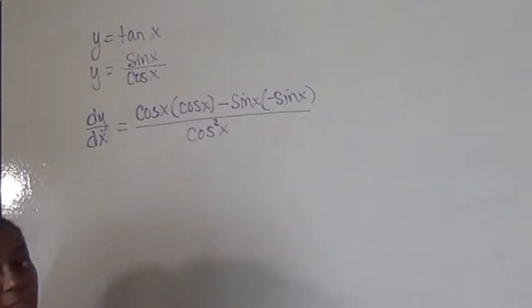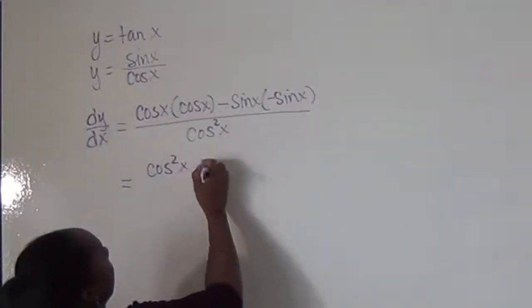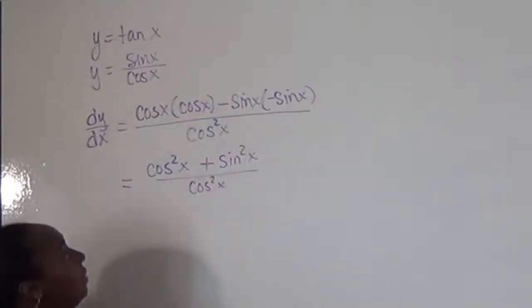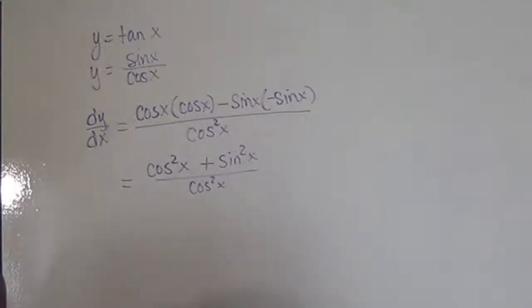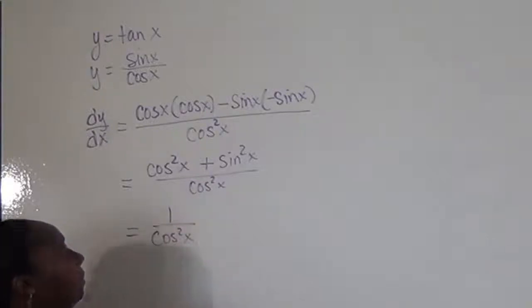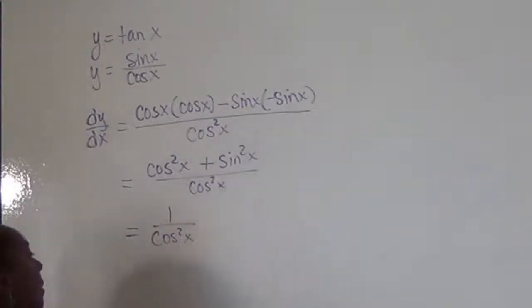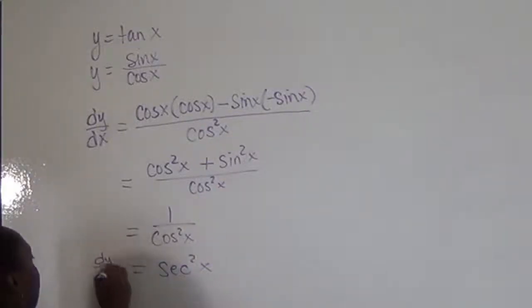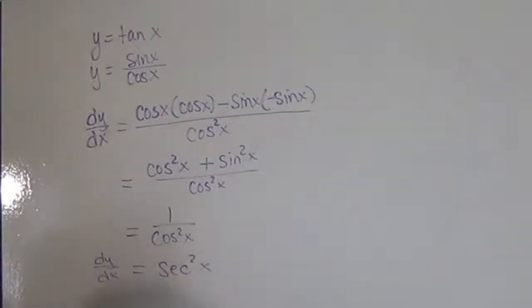Okay. Again, we want to simplify. Here we can see that cosine times cosine is a cosine squared. Negative sine and negative sine is plus a sine squared, all over cosine squared. On the top, you should recognize your Pythagorean identity. And then from there, we can rewrite it as a basic trig function. Okay. So there's our derivative. dy dx of tangent x is going to be our secant squared.